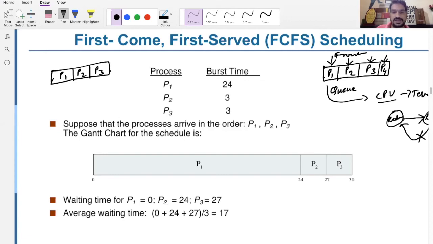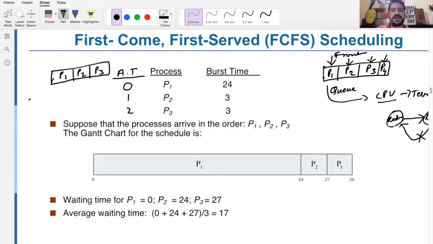Here we have another attribute related to the process, which is called arrival time. Let's say the arrival time of process 1 is 0 milliseconds, the arrival time of process 2 is 1 millisecond, and the arrival time of process 3 is 2 milliseconds. These are all relative timings. It is not like 10 o'clock or 12 o'clock. These are all relative times.